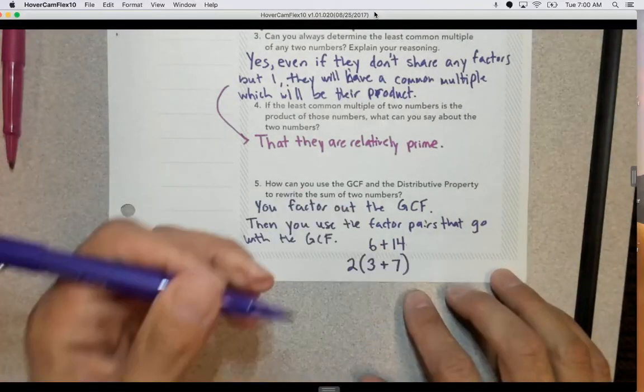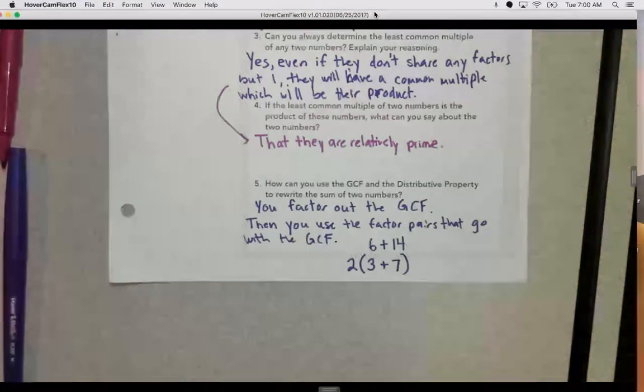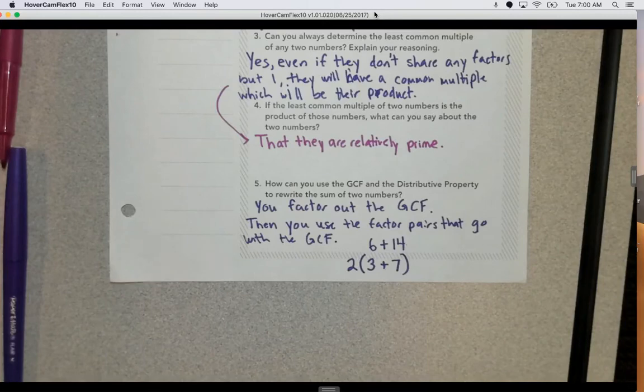La cucaracha, da da da da da da da da da da da da da.